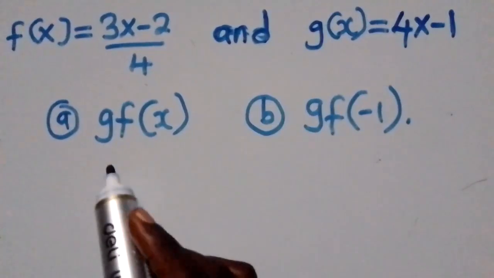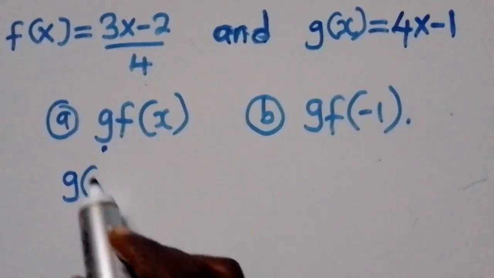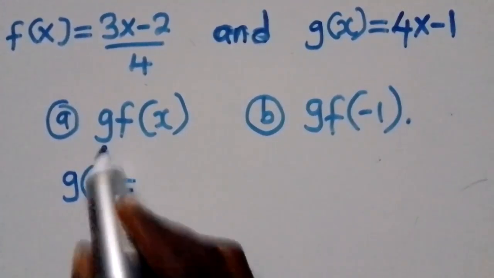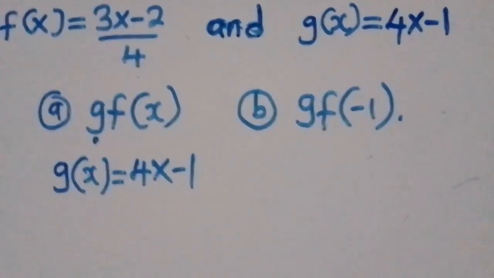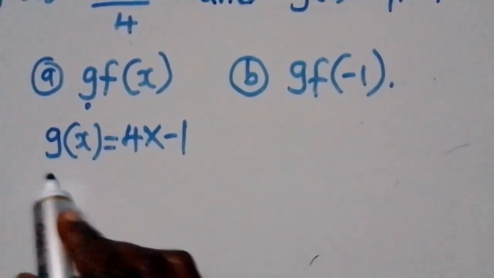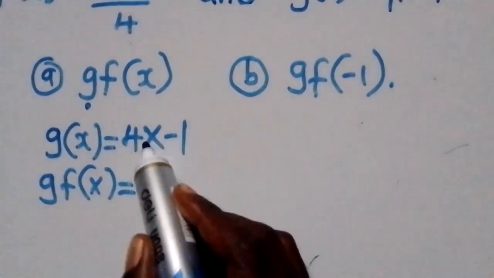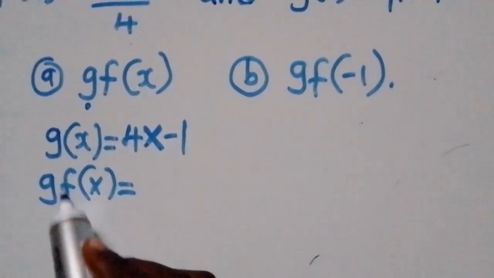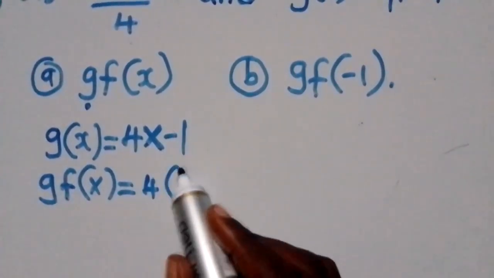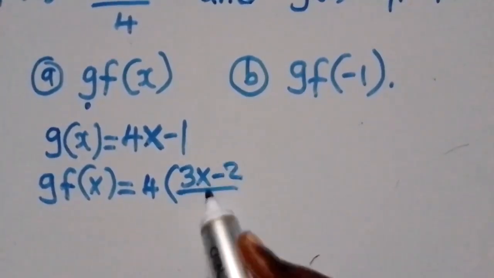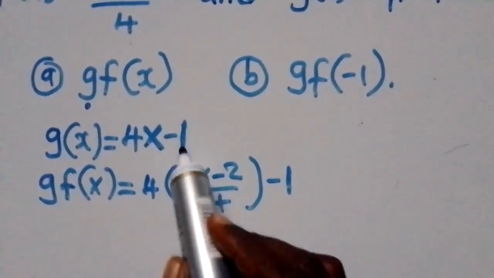So how do you go about this one? You ask yourself, where is g? Hope these are the answers you found. g of x is equal to, you start with the g which is given. So it is 4x minus 1. The next procedure, you say fg of x, which is equal to, where there is x here, that's where you're going to put this function g. So 4x is what? 3x minus 2 over 4. You do this, then minus 1.